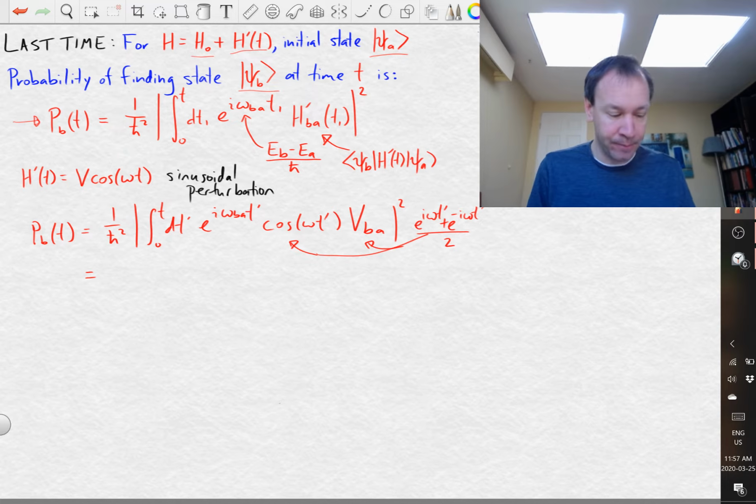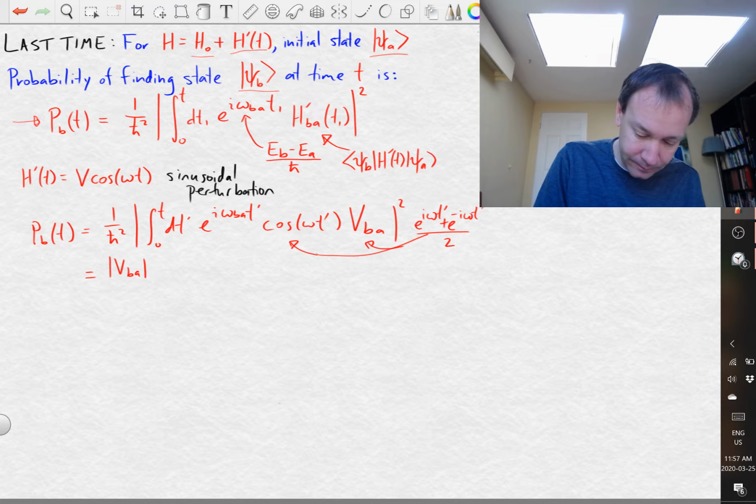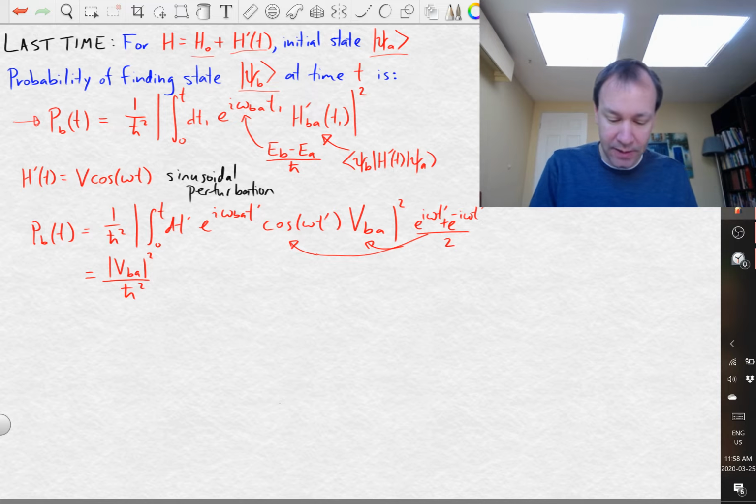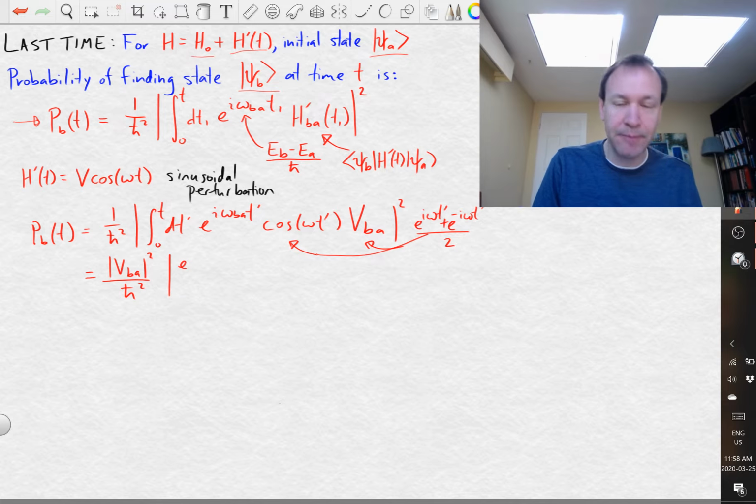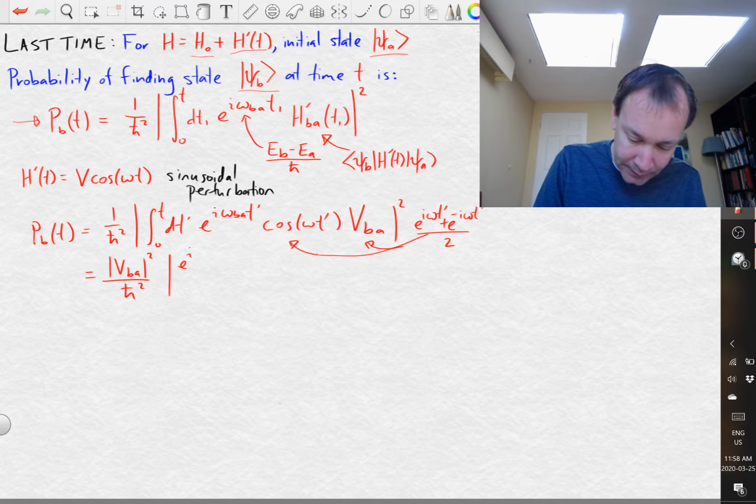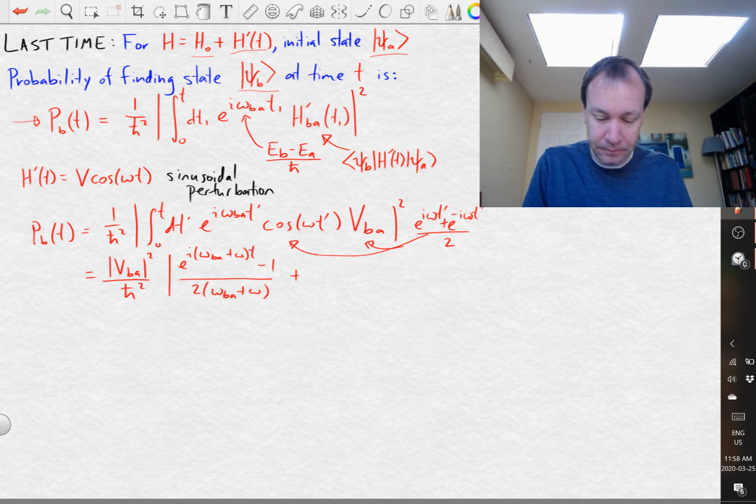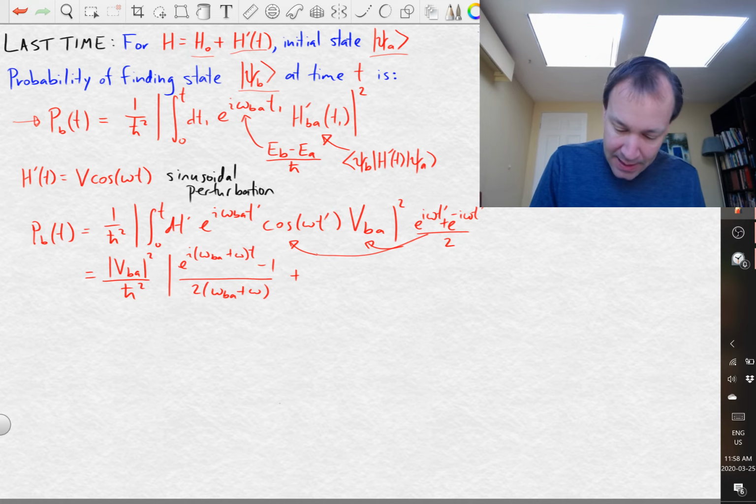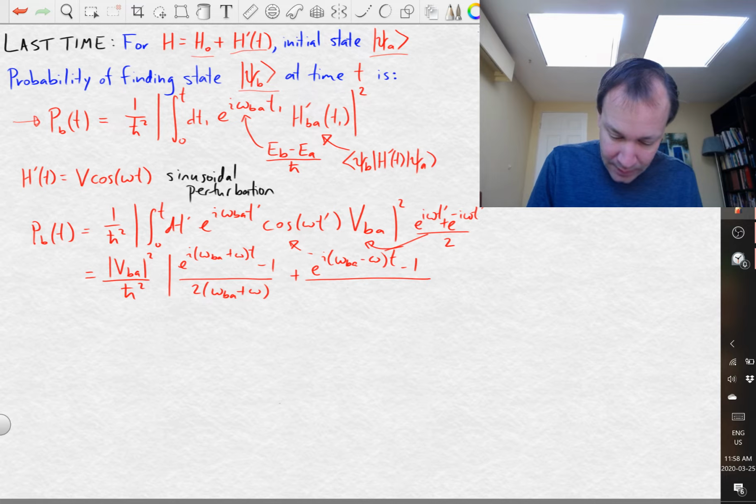And I'm going to write down the answer here. So it ends up that we can pull out this matrix element squared divided by h bar squared. And then we get something that looks a bit complicated, but we'll simplify it very soon. So we get one term here where it's a fraction. The denominator is going to be important for us. In this case, it's the sum of these two frequencies. And then the other term looks similar. It's a function of the difference of our two frequencies.